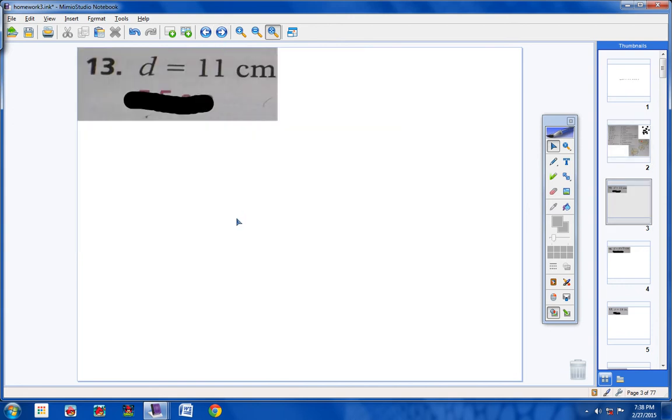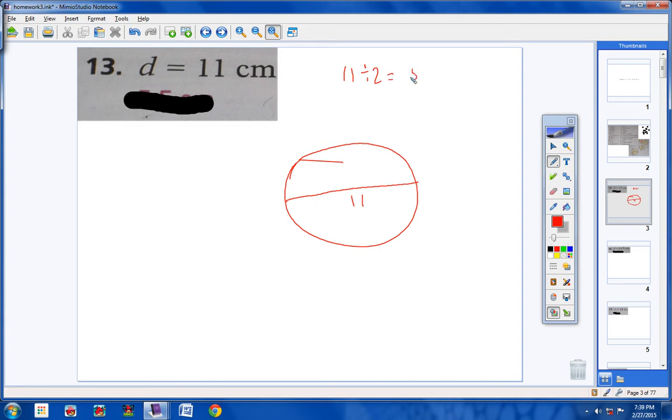On to number 13. Numbers 13 and 16, the directions say to find the radius. So if I have a diameter that's 11, now think of a circle. That's a really good circle. If I have a diameter that's 11 all the way across, cut that in half, and you'll have the radius. So if the diameter is 11, you divide it by 2, and there's your radius, 5.5 centimeters.